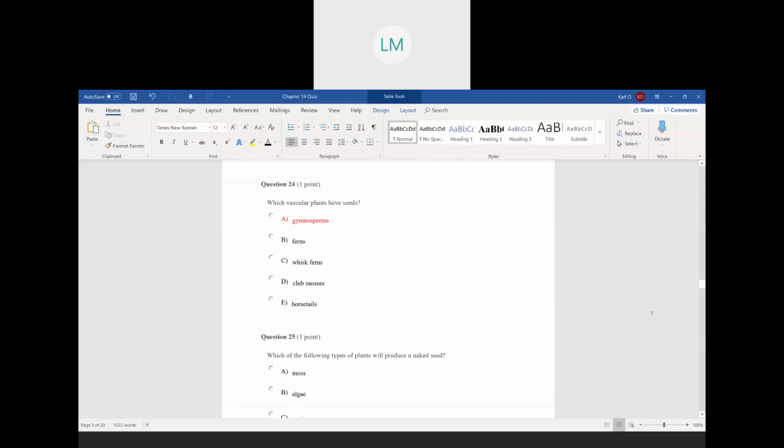Question 24, which vascular plants have seeds? Gymnosperms. Out of this group here, gymnosperms is the group that has seeds. Ferns, whisk ferns, club mosses, and horsetails, none of those have seeds.